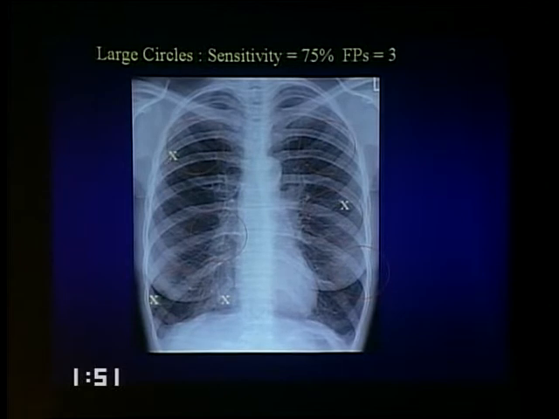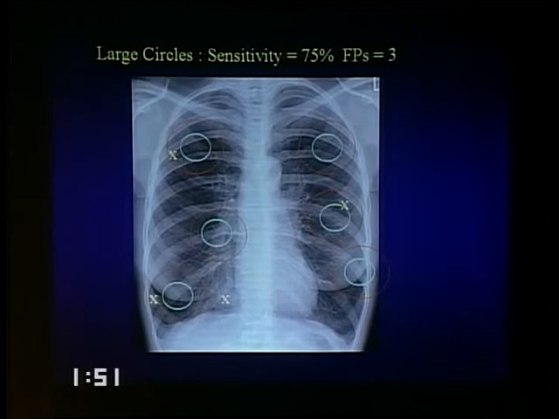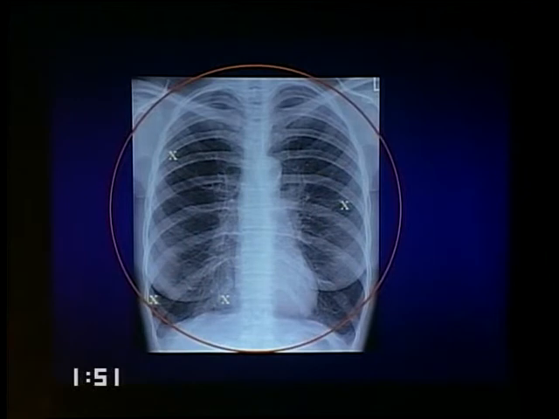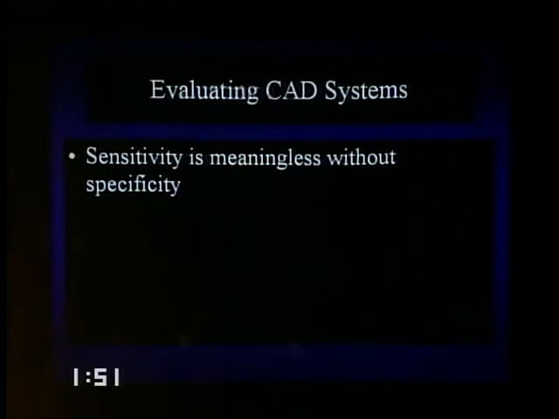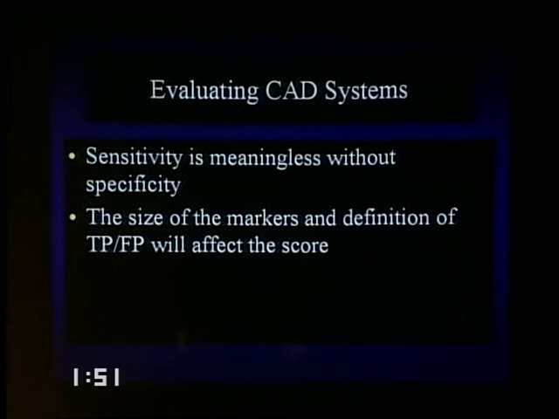Now the circles are larger, so they've encompassed most of the nodules. We've now got 75% sensitivity and 3 false positives. This is actually the same program, just putting larger circles on the image. And once you're up to around 5 or 6 false positives, you can cover a lot of real estate with your arrows and your circles. So be careful when people quote numbers like sensitivity. Again, the difference is just in how the positives are indicated. Extreme example, here's 100% sensitivity. Okay, so sensitivity is totally meaningless without specificity.